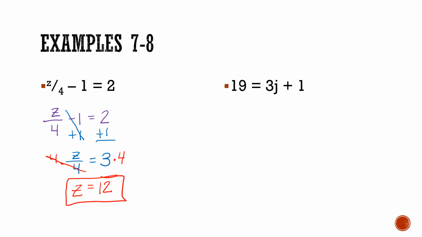In number 8, again, we're working backwards through PEMDAS, so we're going to take care of our addition and subtraction first. So we're going to minus 1 and minus 1. That leaves us with 18 equals 3j. Remember that 3j means 3 times j, so the opposite of multiplying by 3 would be to divide by 3. Those cancel. And we'll divide by 3 on this side of our equation. 18 divided by 3 is 6, and then we'll bring down our variable j.